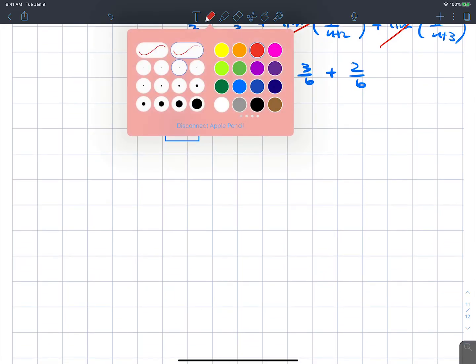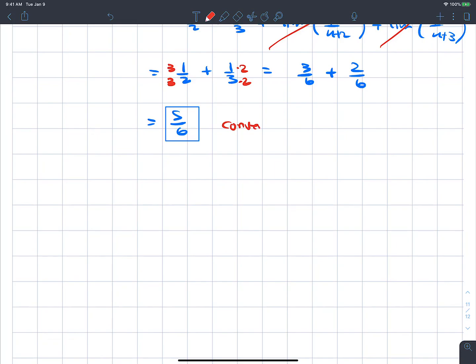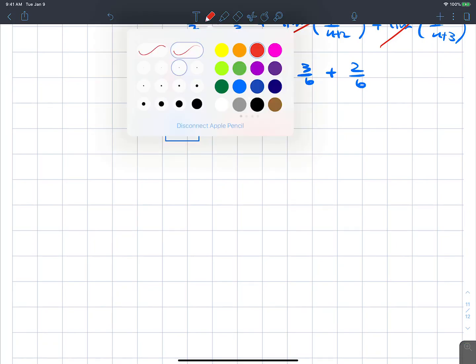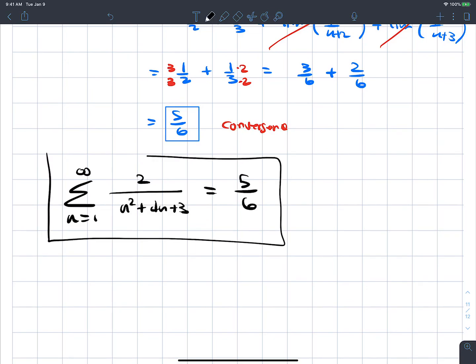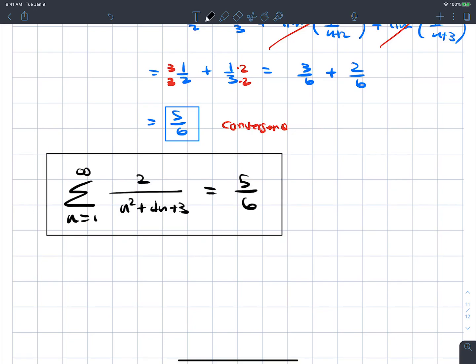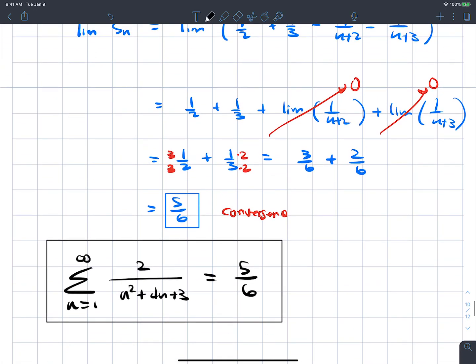So we have, ladies and gentlemen, convergence. And so to just emphasize that original question, the sum from n is 1 to infinity of 2 over n squared plus 4n plus 3 does in fact converge. It converges to 5/6. And there you go. That's another example of a telescoping series. And this is one that converges.